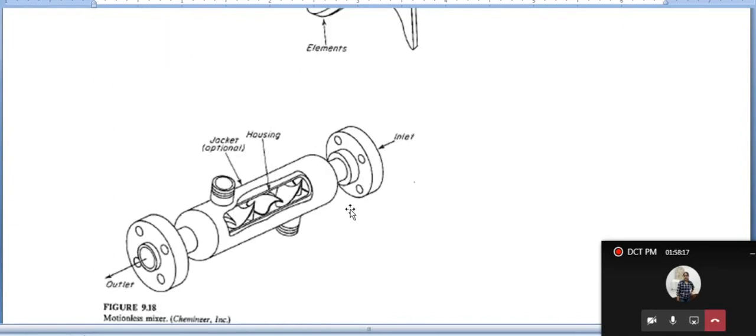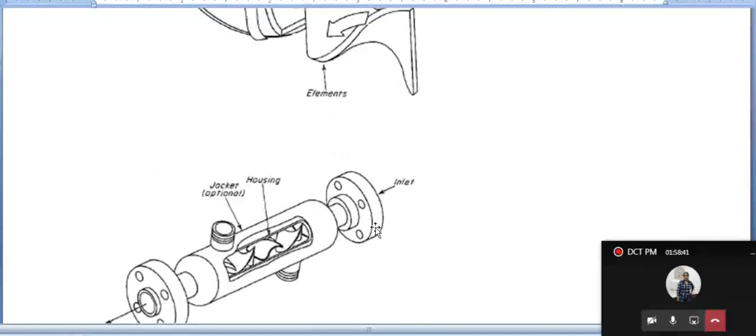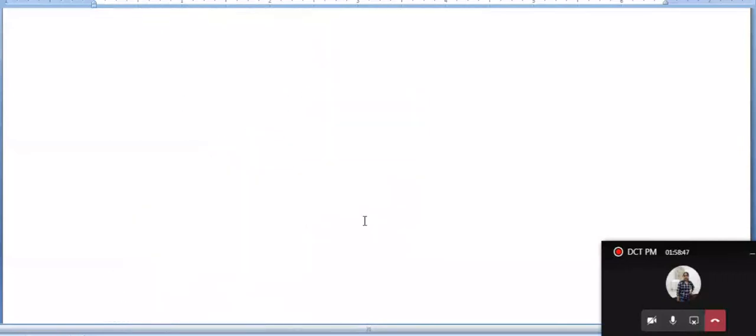Thus the length of this motionless mixer will be very important for mixing both the gases, and then the outlet comes out. Here there is no agitator, no movable parts. Hence the name motionless mixer. So this is about the motionless mixer, which is used for mixing free flowing fluids. Let us see the theory part of it.